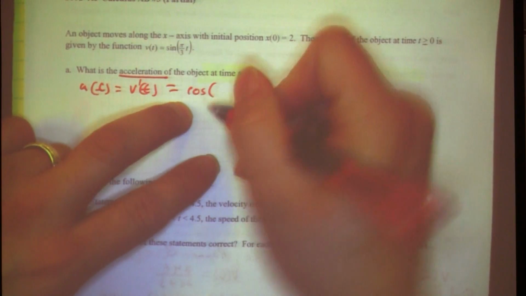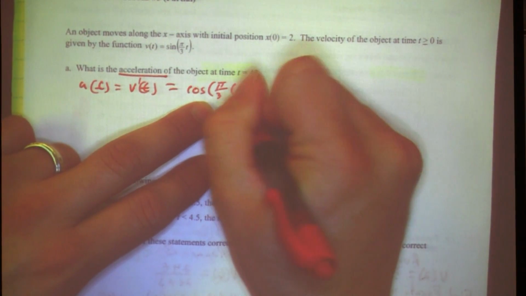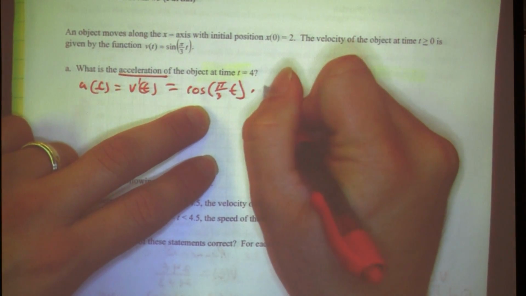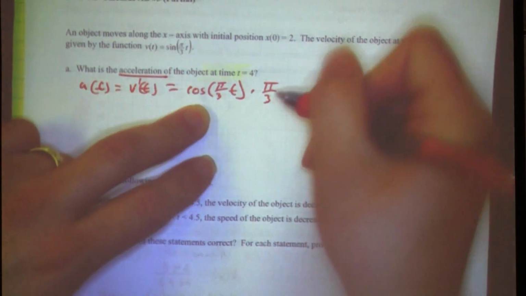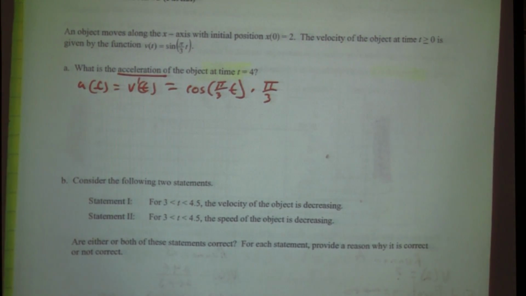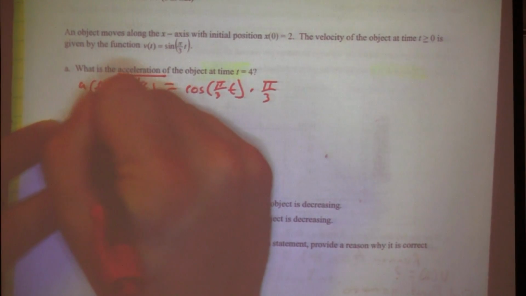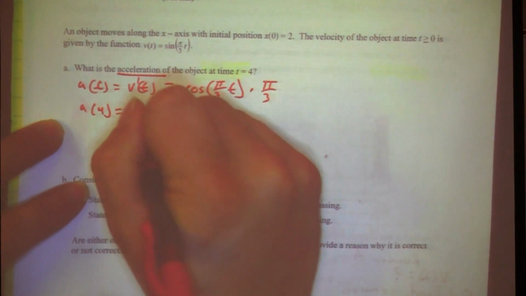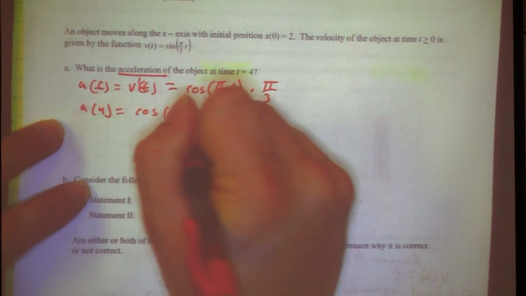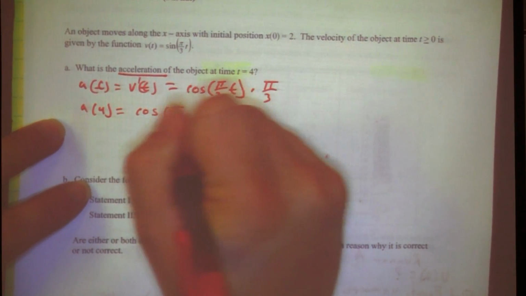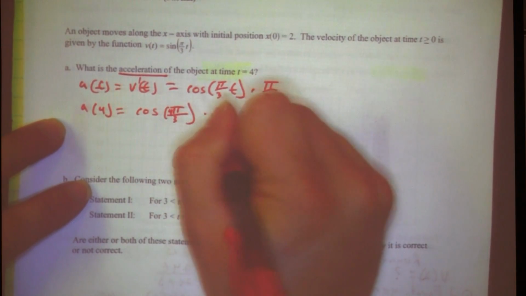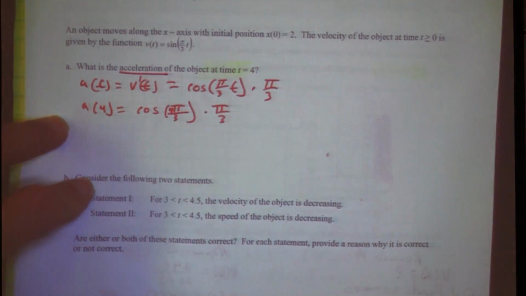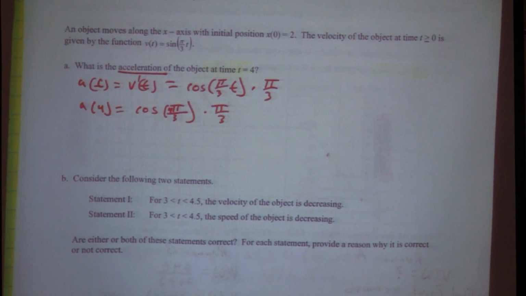Cosine, right? So cosine of pi over 3 t times what? Pi over 3. We can't forget that chain rule, okay? Good? Now we've got to evaluate it at 4. We want the cosine of 4 pi over 3 times pi over 3. What's cosine at 4 pi over 3?